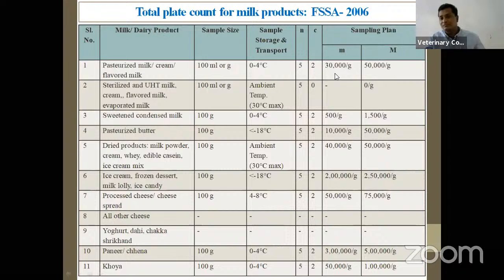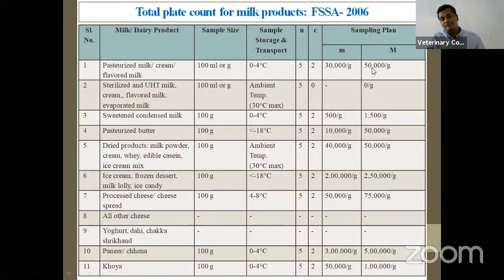What does it mean? It means that of the 5 samples you have collected, there can be a chance that all the 5 are less than 30,000. Fine, excellent. There can be a chance that one sample is having more than 30,000. Even if that sample itself is having higher than 50,000 count, it means reject the whole lot, even if a single sample is so. More than 50,000, no, that's not the case.